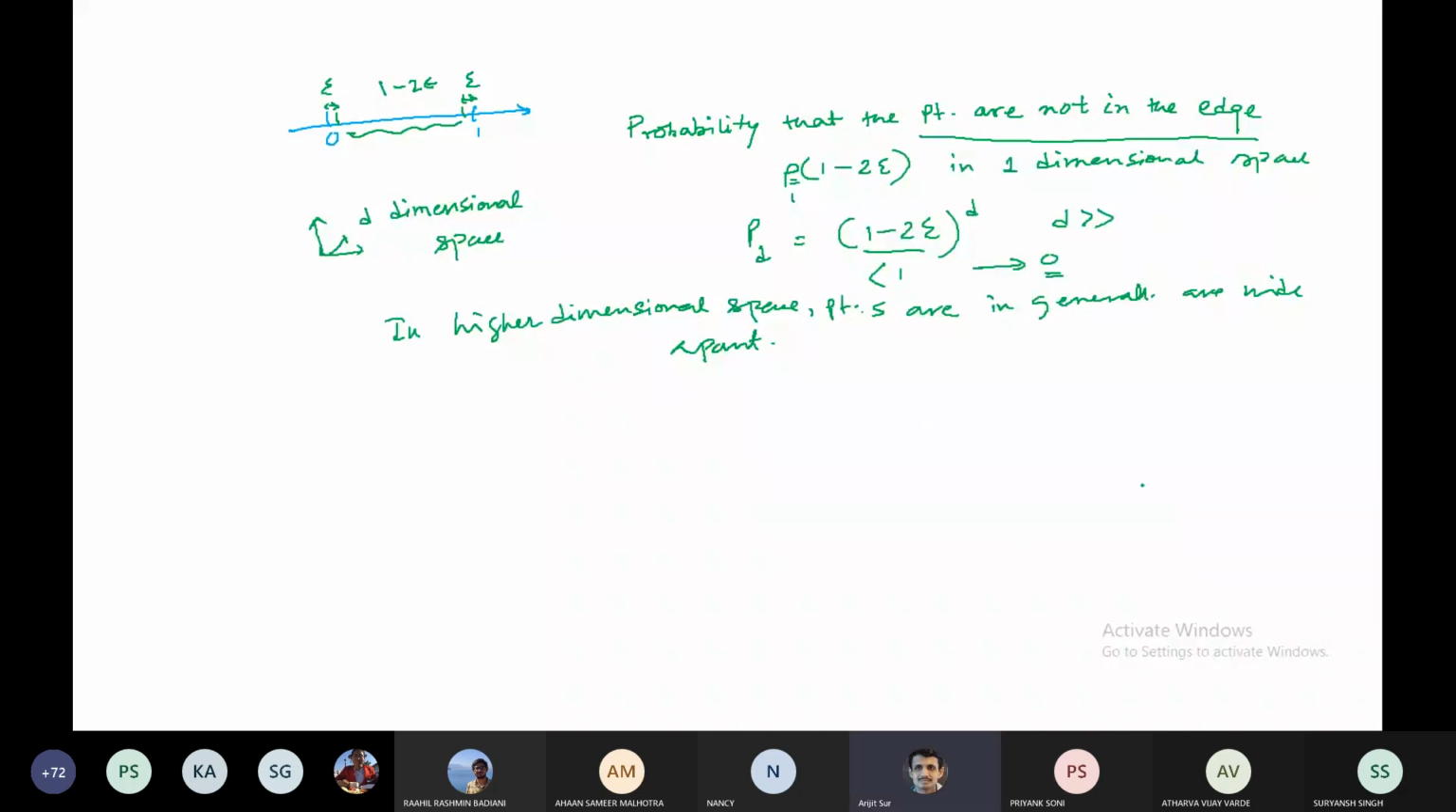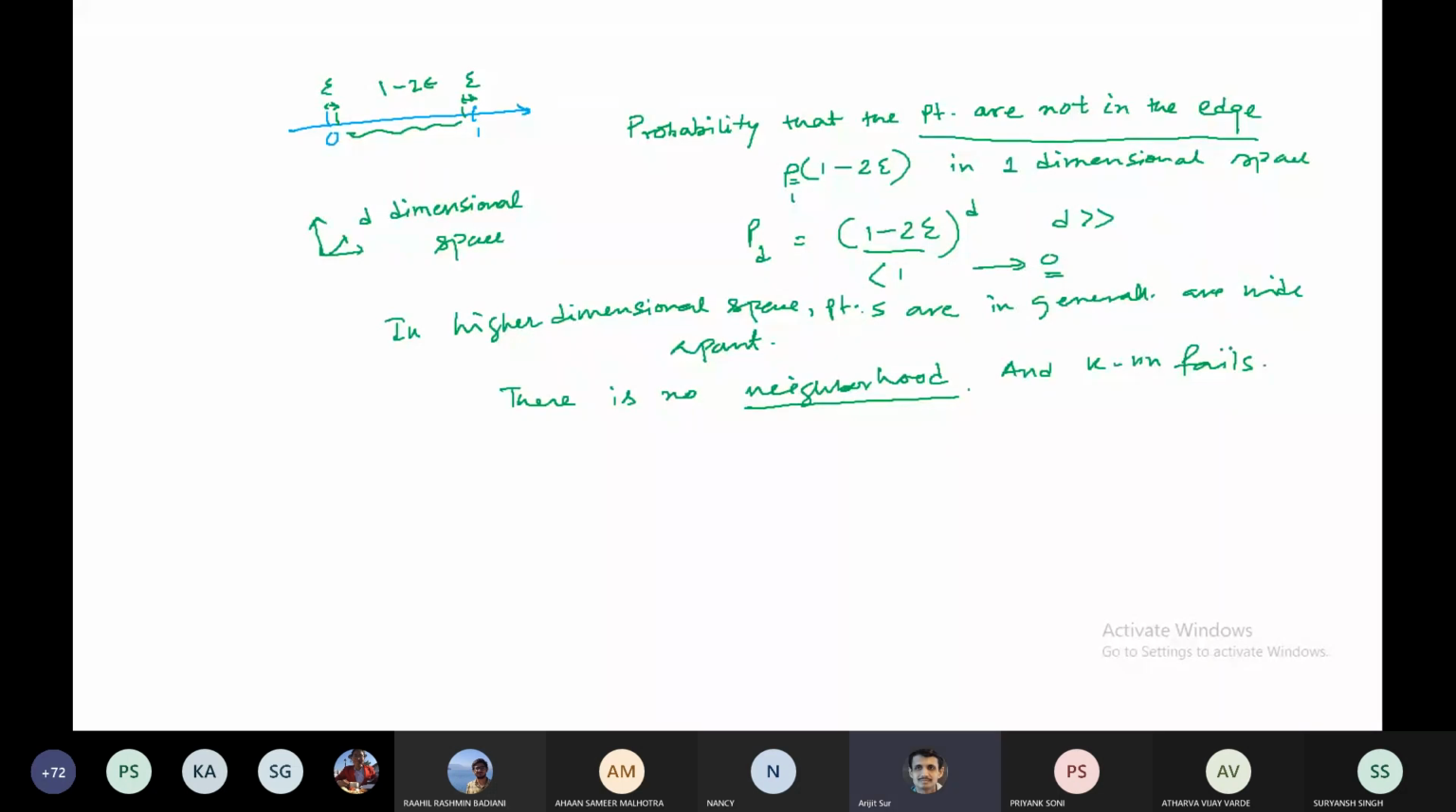So if this is the case, then there is no neighborhood. If every point is at a very large distance, there is no neighborhood. And KNN fails. You understand?